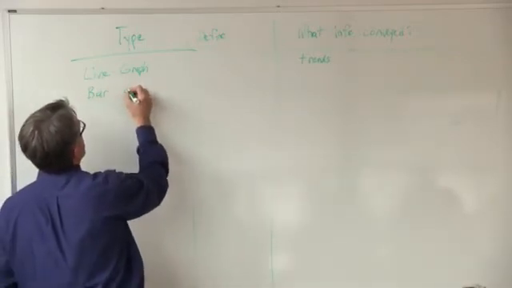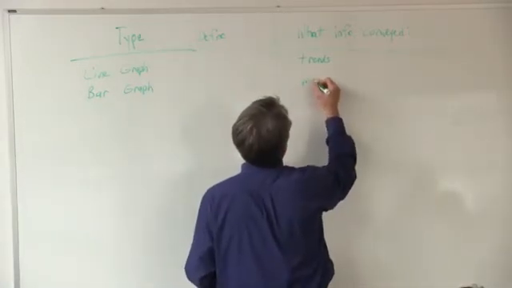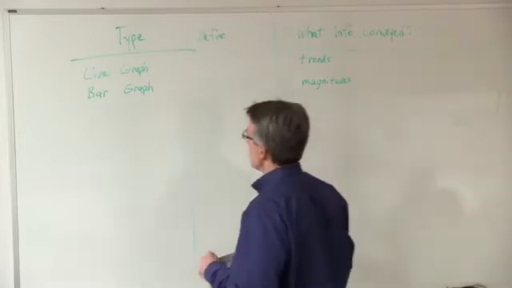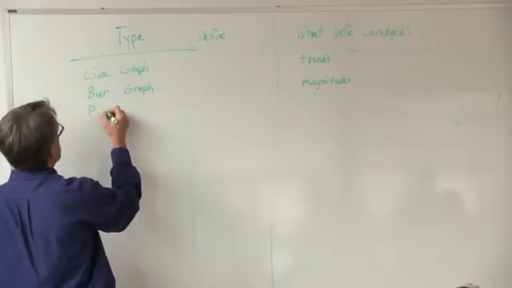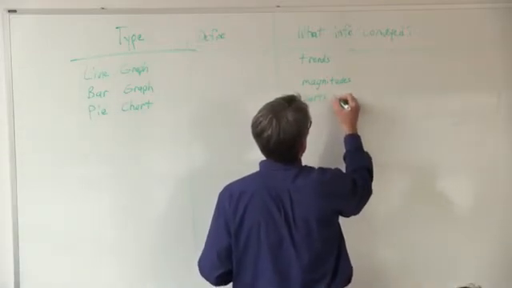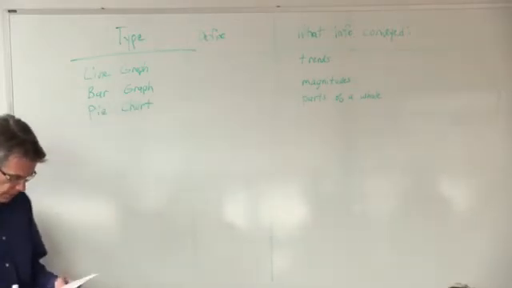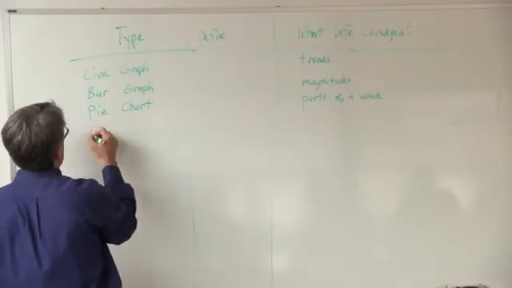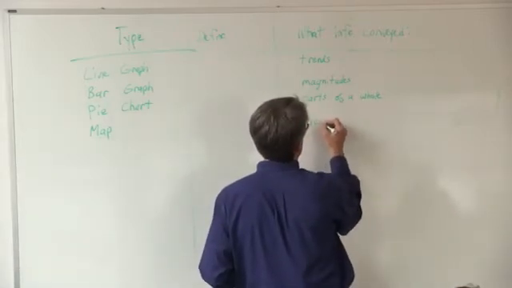Okay, a bar graph is good to show magnitudes of different things. Another one is a pie chart, and this shows parts of a whole. You want to show the whole thing and how it's divided into parts. Another form is a map. A map is good for showing location information.